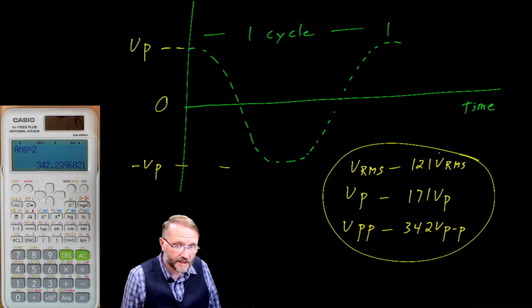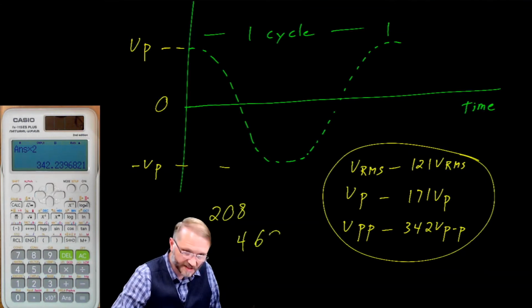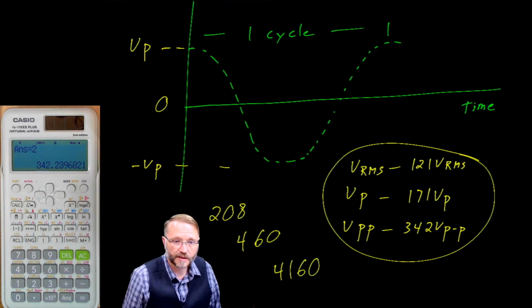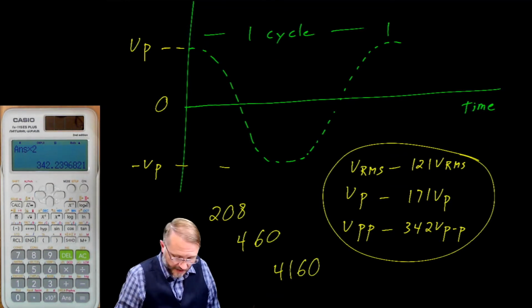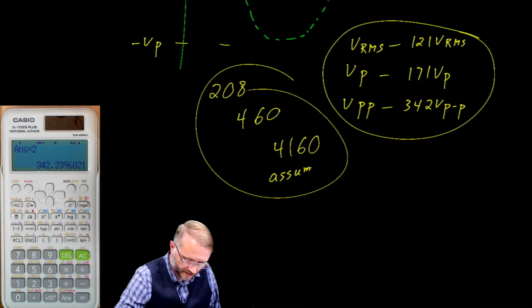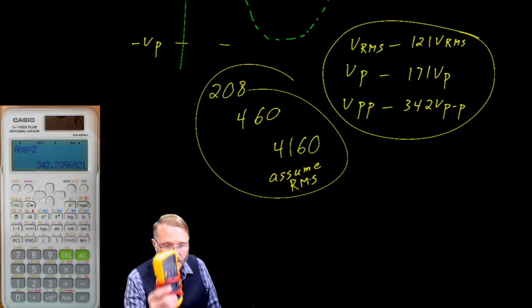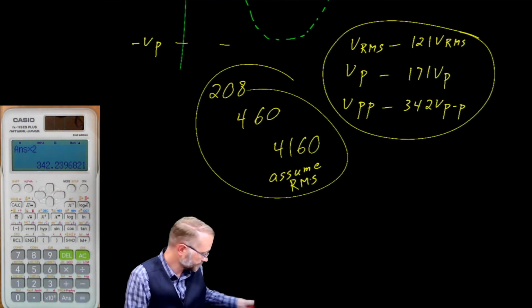By the way, if you see a number by itself, so if you were to see a number, 208 or 460 or 4160, if you were to ever encounter a number and it didn't have anything behind it, assume here, what do you think? Yes, assume that it's an RMS value. Because after all, if you were to measure it with your meter, that's what you would get. You would get the RMS value.